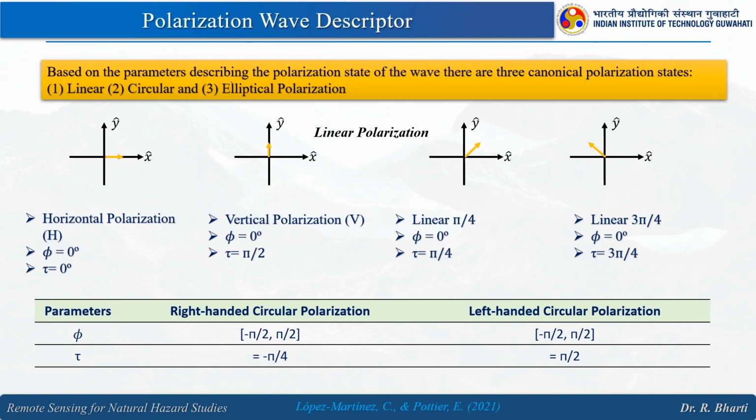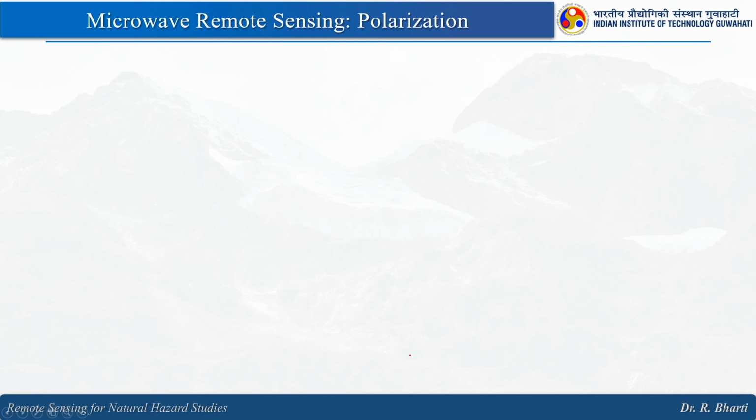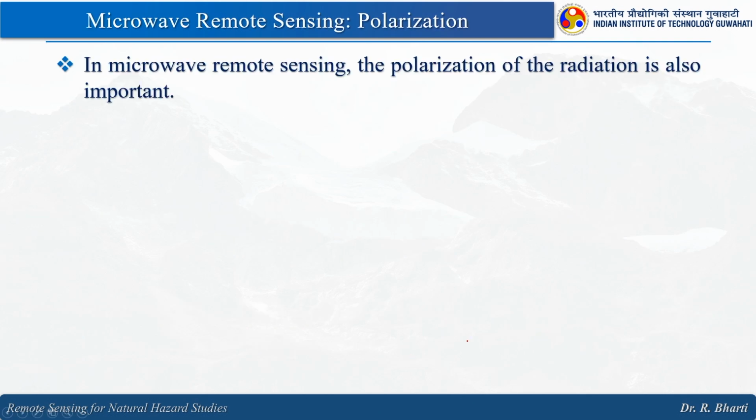Based on the parameter describing the polarization state of a wave, there are three canonical polarization states. Here you can see, for the linear, circular and elliptical polarization, what the different properties are. And this table has the parameters right-handed circular polarization and left-handed circular polarization, and how they are different from each other. So, in microwave remote sensing, the polarization of the radiation is also important.